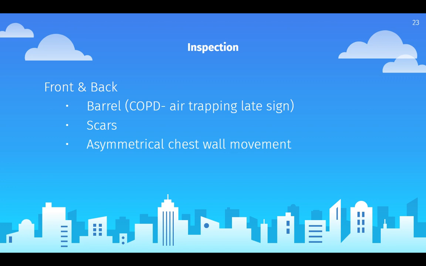Then inspection. So look at the front of the chest and the back of their chest. If they've got barrel chest, that basically means that it's all puffed out and wide, and that's due to air trapping in COPD. If they've got any scars, look for signs of any operations they've had before. They might have had chest drains in before, so make sure you look right around the side as well as on the front, and they might have had a lobectomy. So look at the front and back for all of these things, and asymmetrical chest wall movement.